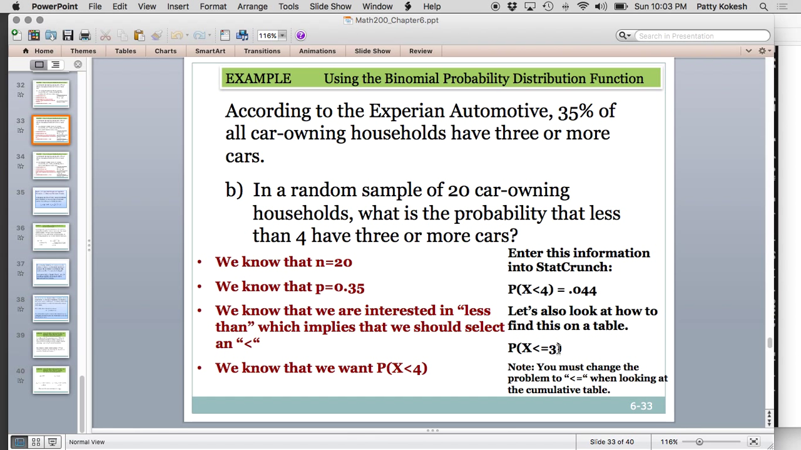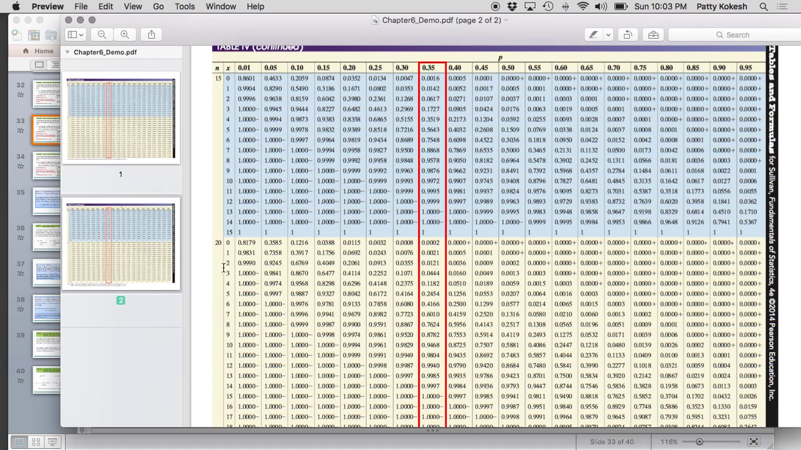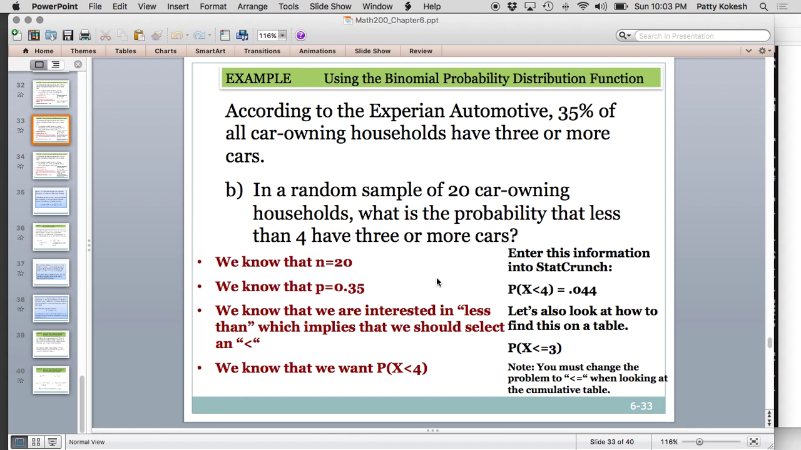So on my table, I look over here at n equals 20, I look at 3, and I scroll over to my 0.35, and I get the same value that I saw in StatCrunch of 0.04444. So the thing to keep in mind is that when you're looking at the cumulative table, you have to have a less than or equal to. That's what the value on the cumulative table actually represents. So if you have a strict less than symbol, you need to change it so that it's less than or equal to, and then look it up.